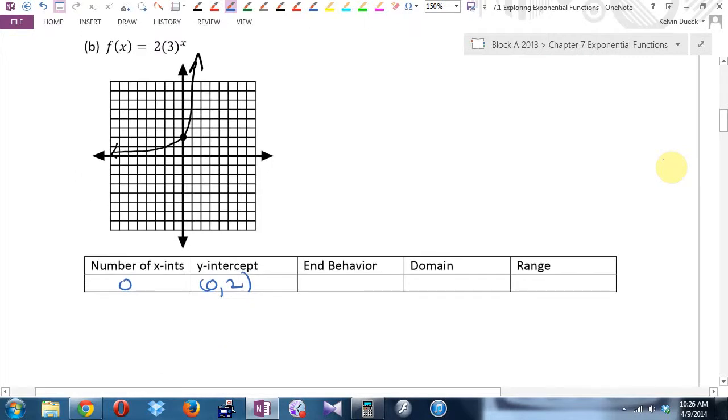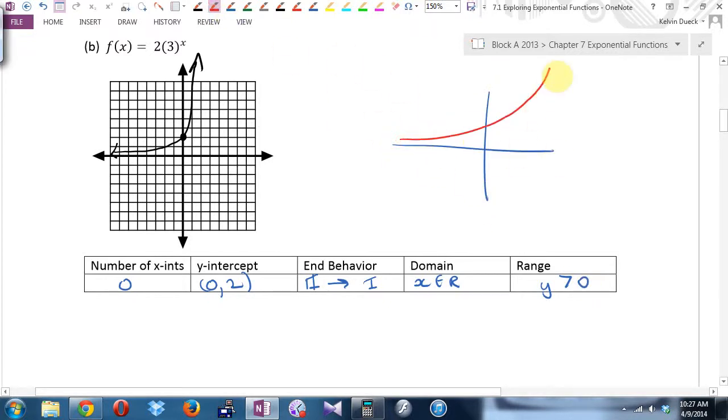End behavior still starts in quadrant 2, goes to quadrant 1. Domain is still all reals. Range is still everything above 0. That hasn't changed. The shape hasn't changed. Only a few of the key points have. That's an exponential graph. An exponential graph looks like that.